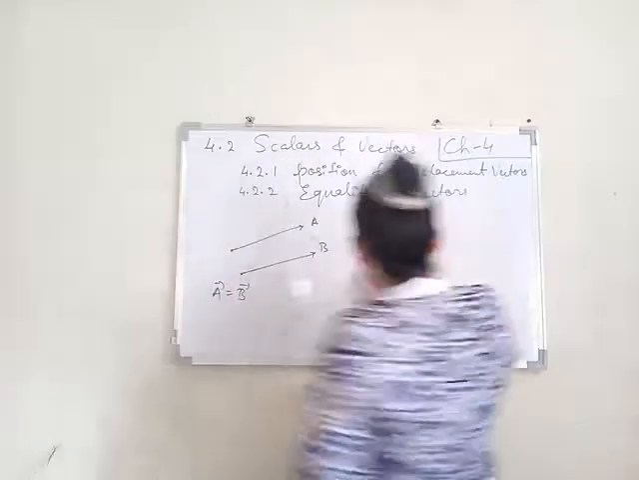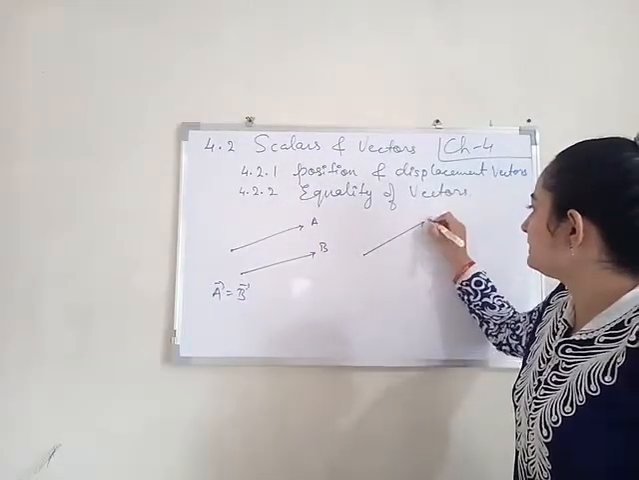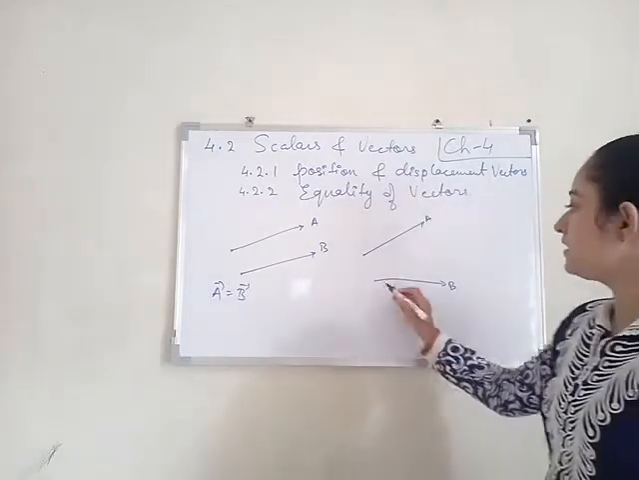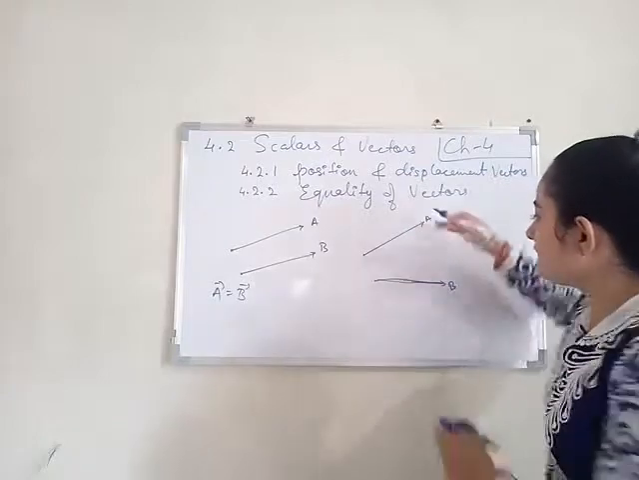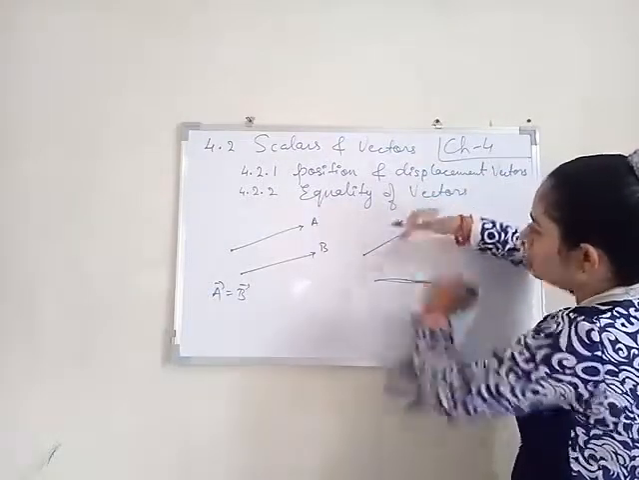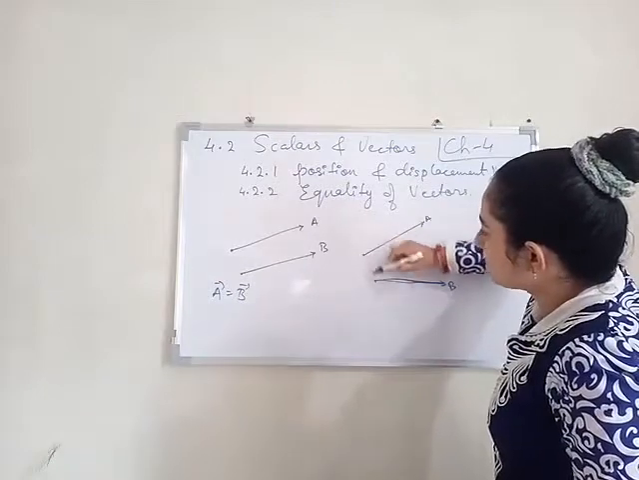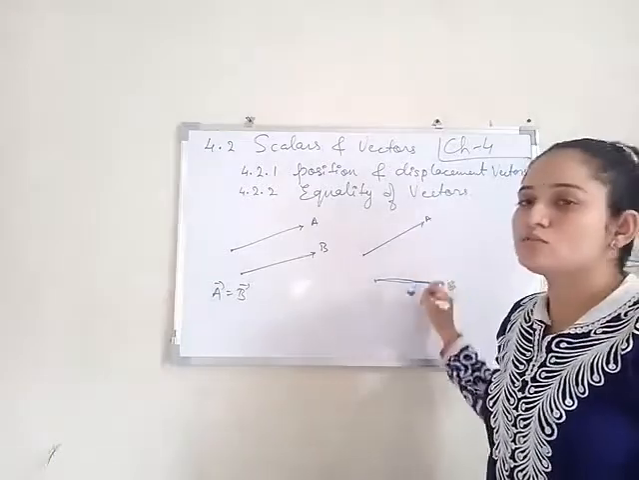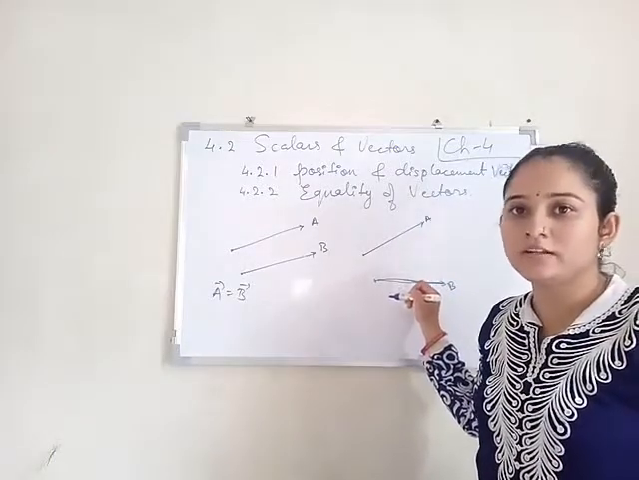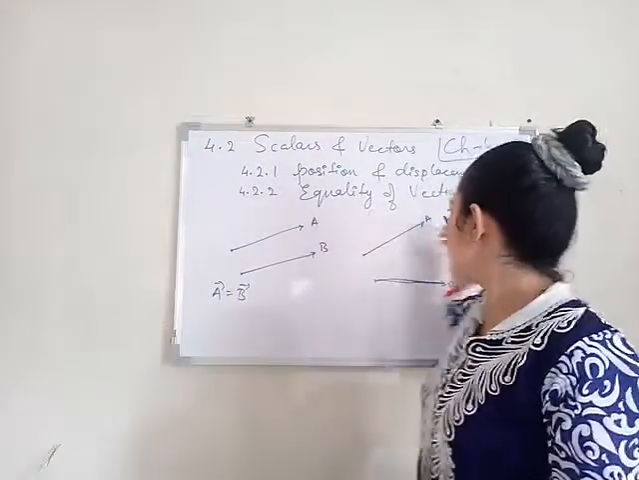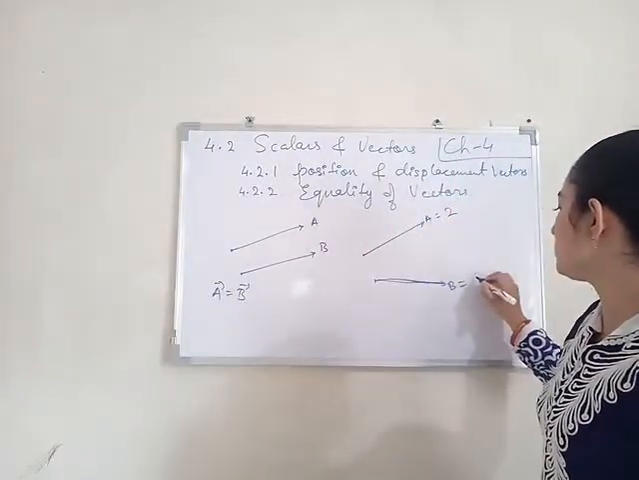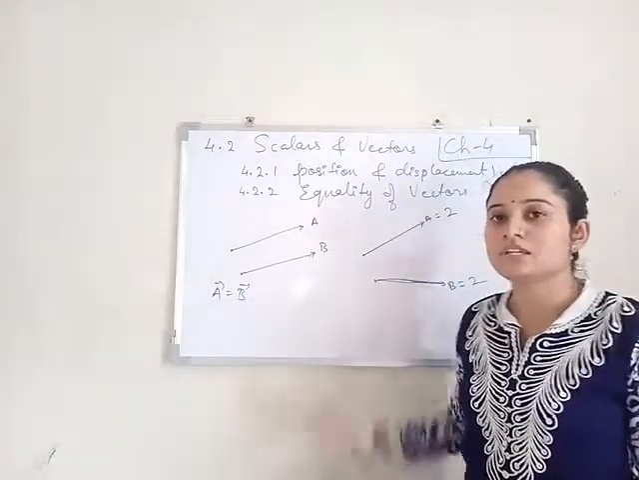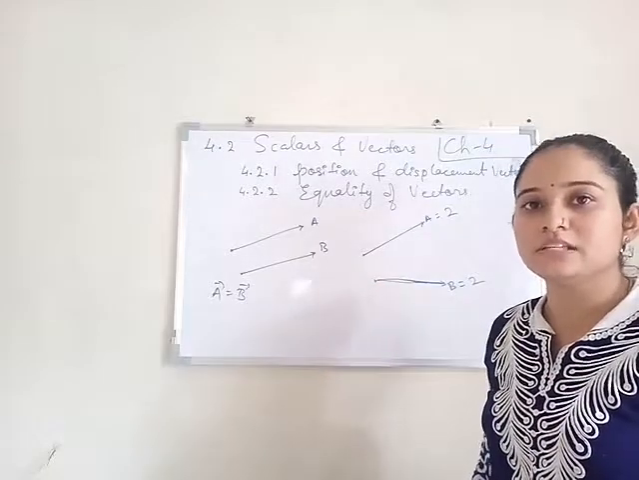Same way, if there is a vector A and vector B in this way, so here if we coincide these tips, but these arrows will not coincide with each other. These two vectors may have equal magnitude. For example, this vector A is of 2 unit and this is also of 2 unit, but its directions are different. So these vectors are not equal to each other.